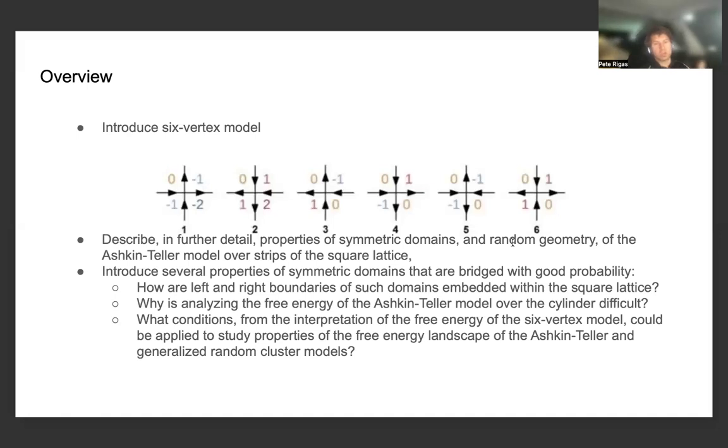And as we're going to describe, we'll be able to connect this type of model with several other models of interest. It's given by six possible configurations which belong in the sample space. And the orientation of the arrow that the height function crosses depends on whether the height function increases its height by one or decreases it by one. And we'll be making use of this model so that we can describe in further detail properties of symmetric domains and random geometry of the Ashkin-Teller model over strips of the square lattice.